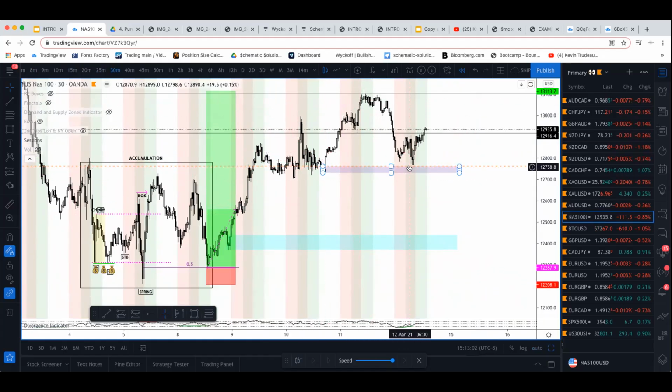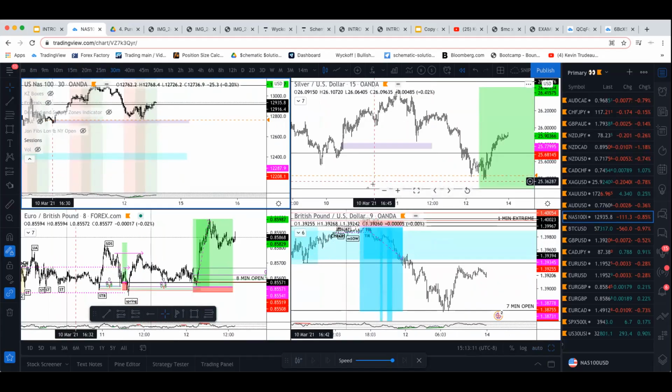So if we build a schematic right here, I'd pull the trigger. If not, I'm looking for a limit down inside here. And that is NAS.